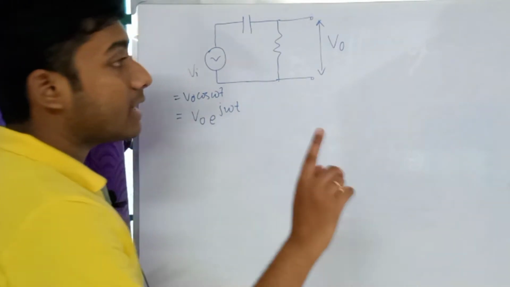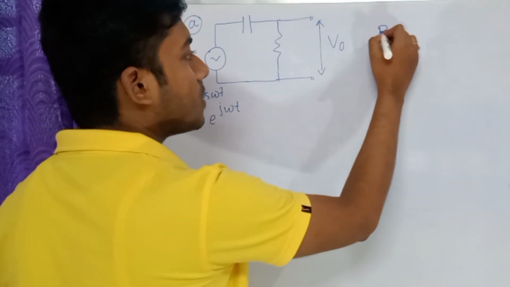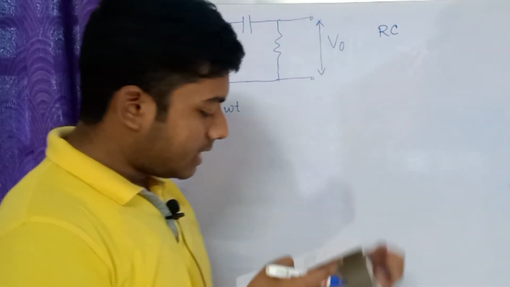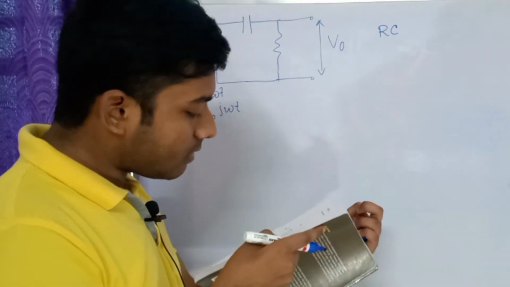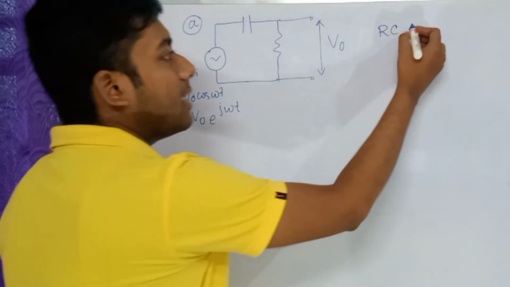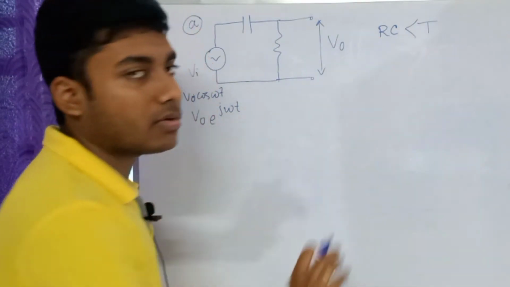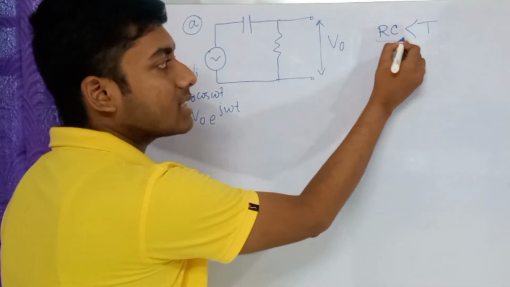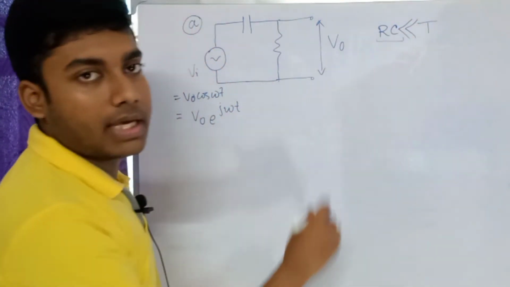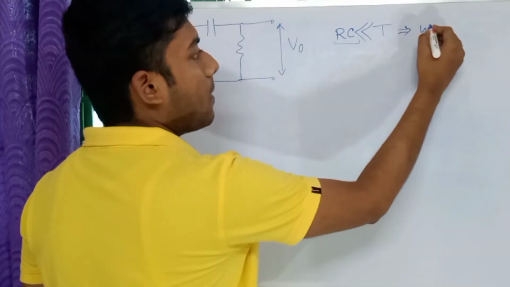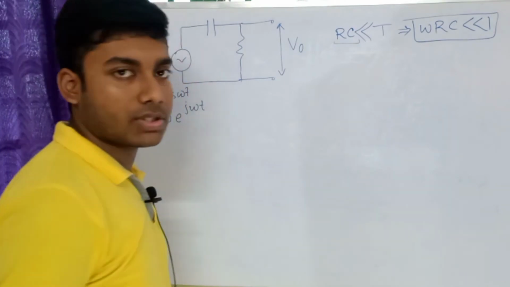So here V input is this, and we have to calculate V output. This is problem A. It is given that the time constant RC is very small compared with the time period of the given AC. I am assuming the time period is defined as capital T. So the time constant RC is much less than T, and from here I can also write that omega RC is much less than 1. This is our first condition.